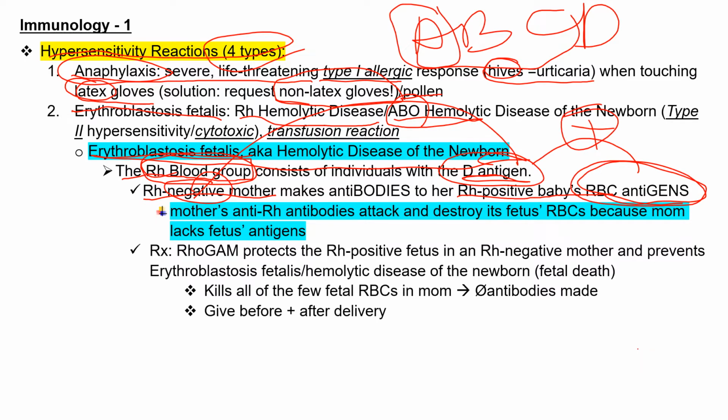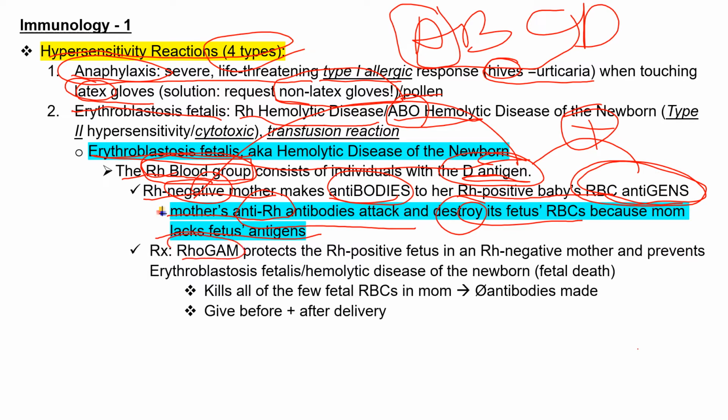Okay, then the mother starts making antibodies. Antigen is an antibody generator to her Rh positive baby's RBCs. All right, so mother's anti-Rh antibodies then attack and destroy her baby's RBCs because mom thinks they're invaders. Now, obviously, mom can thus kill the baby, and I told you the first child does not get affected by this most of the time. It's the second child because you actually need to ensure that mother gets sufficient exposure to the Rh antigen. So how do you prevent this?